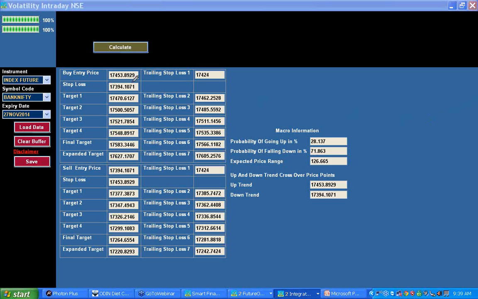Each time the current price changes, the volatility parameter will change, and other things also will change. So now I am getting a very interesting view here. Probability of falling down is 72%, probability of going up is 28%, and the buying trade is 17,453. It is set, and it is recommending to sell at 17,394. Currently it is at 17,416.